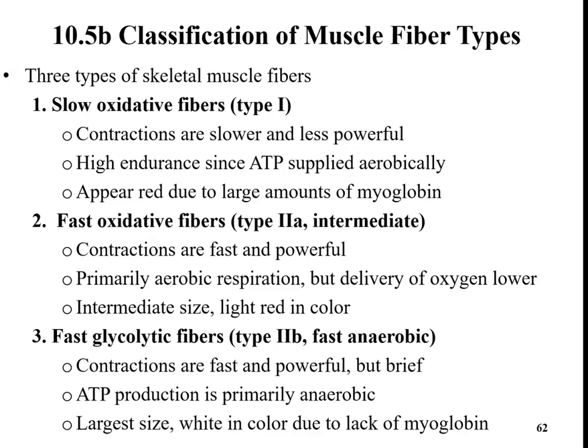So I want you to focus on the difference between slow oxidative fibers and fast glycolytic fibers. Slow oxidative fibers are going to be for high endurance, such as athletes who run long distances. Fast glycolytic fibers are going to be for when you need something fast and powerful quickly. So, for example, a long jumper, somebody throwing a shot put, discus, things like that.